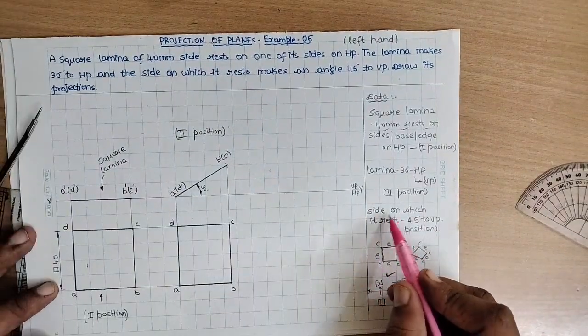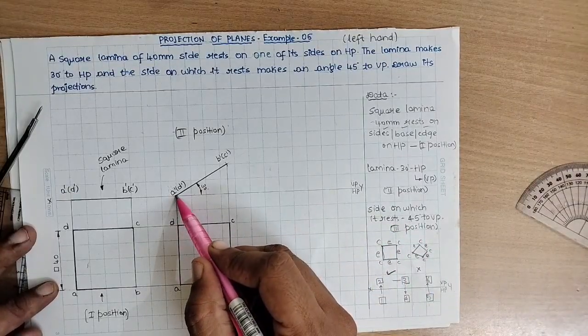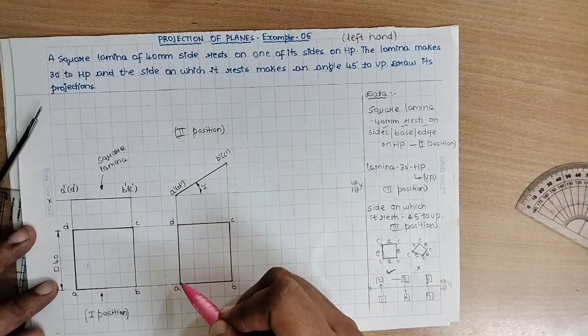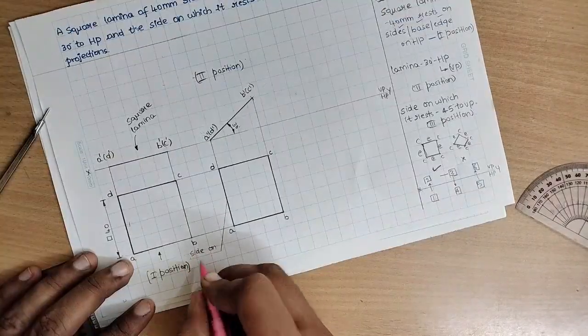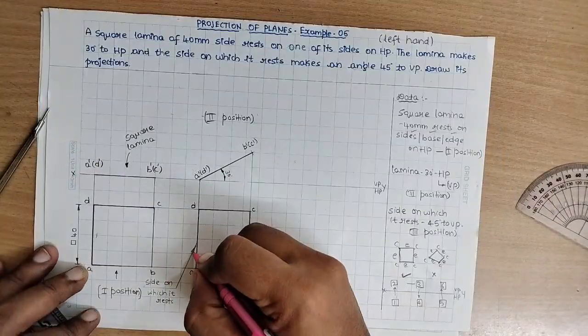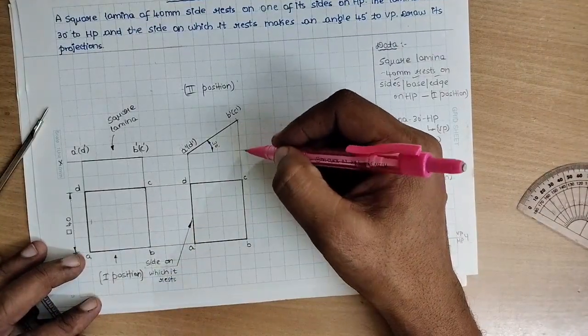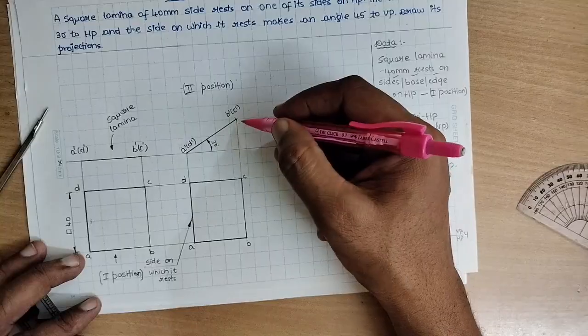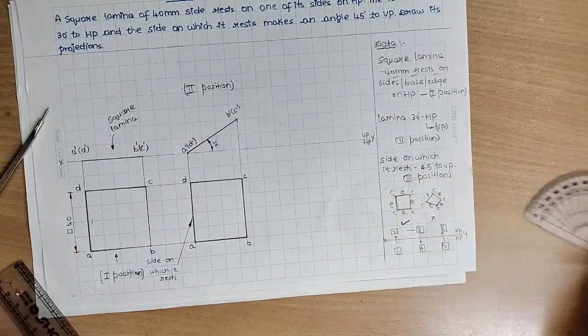Position number 3, side on which it rests. Now don't you think A dash D dash is touching the XY line? Still it is resting on the XY line. I will mention this as, this is the side on which it rests. But what happens to the other side, B and C? It has taken a small shift in its position. This resting side makes an angle of 45 degrees to VP.